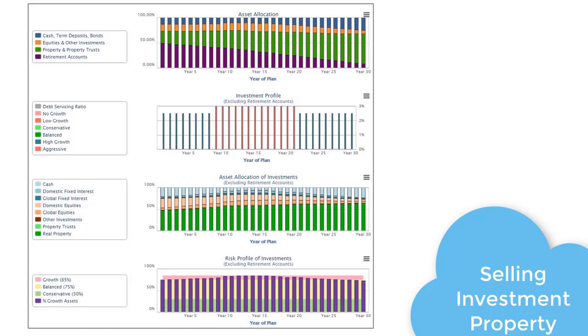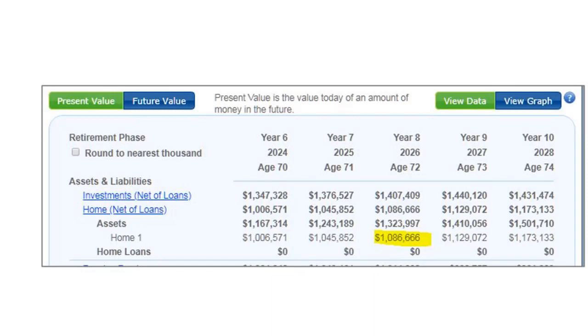On the plan outcomes data view, you will find the value of the assets at the end of the year in present or future value. The value of the home at the end of year 8 will be $1 million present value. The user will be age 73. For the purpose of this exercise, the home will be sold with Home 2 purchased for $700,000 and $300,000 will be reinvested in a bond trust.